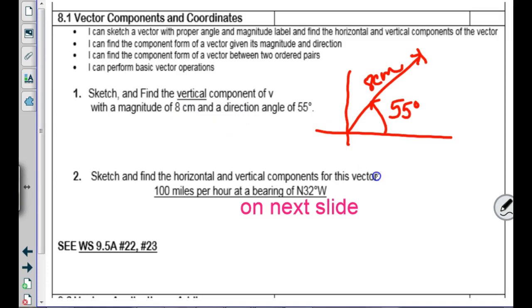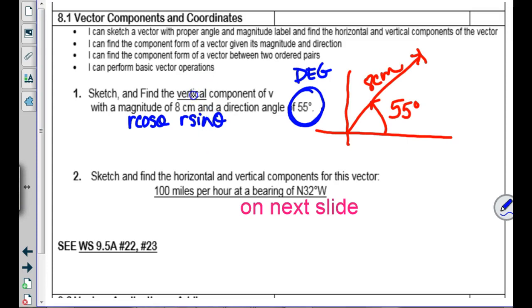How do we find component form? R cosine theta, R sine theta. Does that sound familiar? We did this yesterday with polars as well. So R cosine theta, R sine theta. What mode should we be in? I think this whole section is still in degrees, okay?